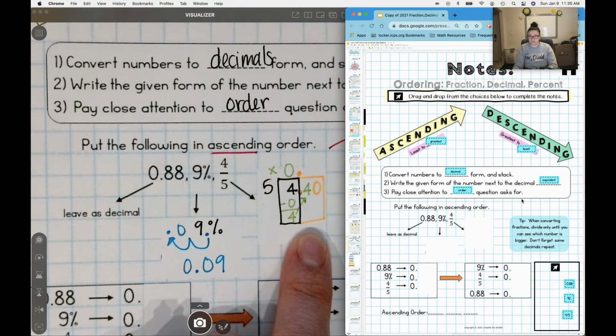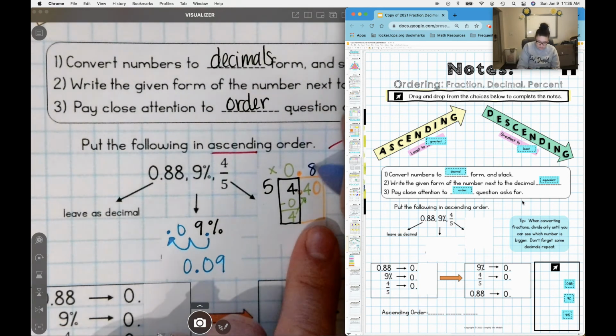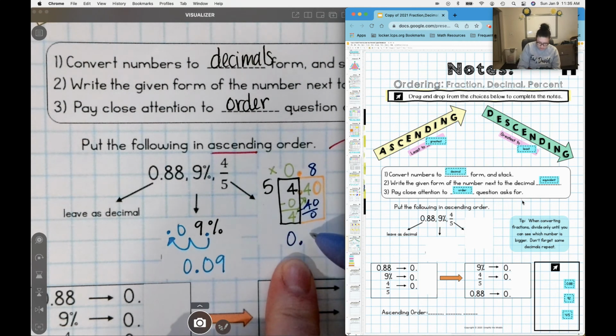Carry that forward, we've got 40. How many times does 5 go into 40? 8. 5 times 8 is 40 exact. So for this number, we get 0.8.